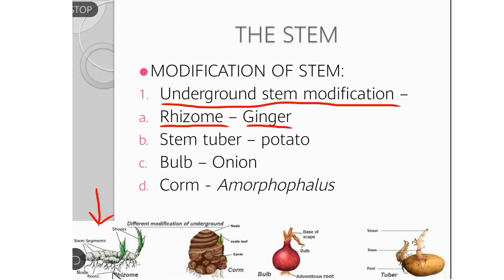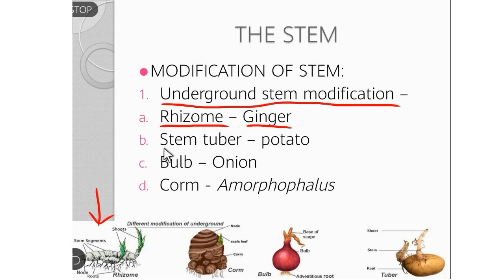So why is it called a stem instead of a root, since it's growing under the soil? The main reason is that in a rhizome, nodes and internodes are seen, and as you know, nodes and internodes are a feature only of a stem. So hence it is an underground stem.